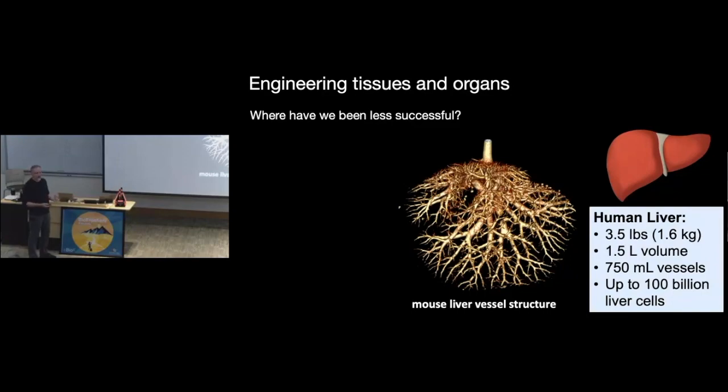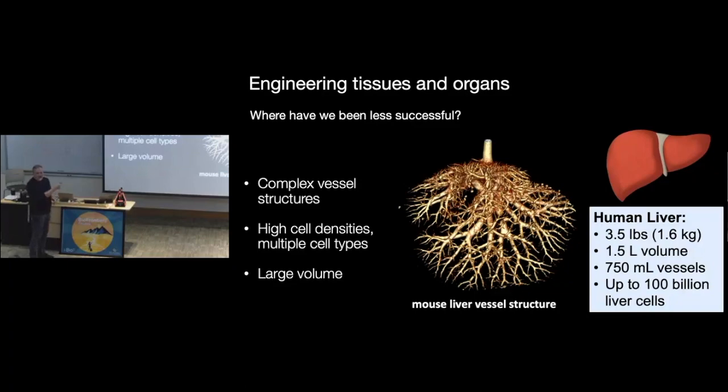That's really important. I actually talked about this earlier today in my tissue engineering class, how important it is to design this, because cells can't live unless they're getting oxygen and blood from these types of vessels. Then if you look at the human liver, look how big this is. So it's liters in volume, a large amount of blood vessels, and 100 billion liver cells. And that's not one cell type, that's multiple cell types, and their organization becomes really important. So these are the challenges for organ tissue engineering: complex vessel structures, really high cell densities, and then these large volumes.